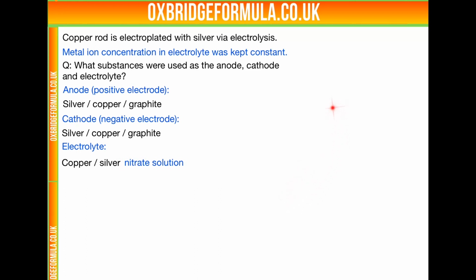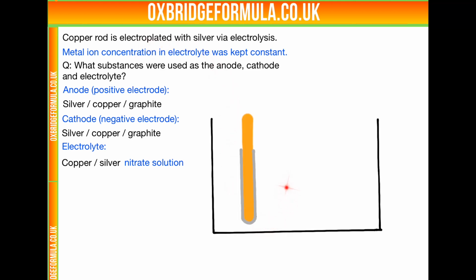So let's try and draw a picture of what's going on. So firstly, we have a copper rod, which is being plated with silver, like so. And firstly, maybe it's a good idea to think about where this layer of silver is going to come from. And so we know that in electrolysis, deposition of a metal is going to come from a metal ion in the solution, so in this case the silver ion.